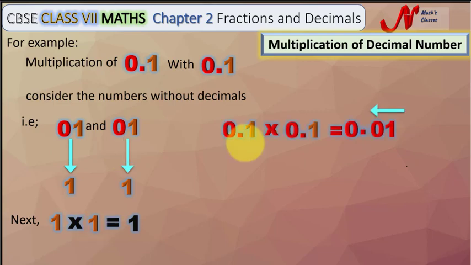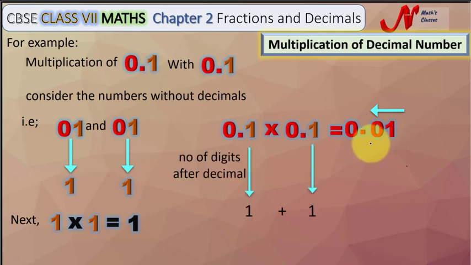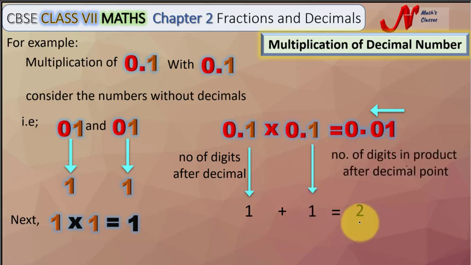Next, if we multiply the decimal number 0.1 with the decimal number 0.1, we get the product 0.01. This is because the number of digits after the decimal point is 1, and here also the number of digits after the decimal point is 1. Together we have 2 digits. So in the product we keep the decimal point from right to left after 2 digits.